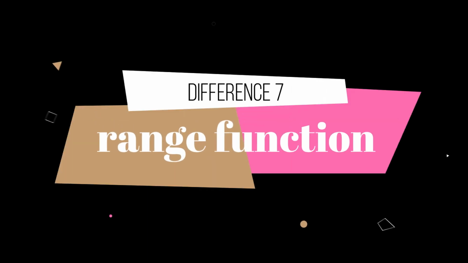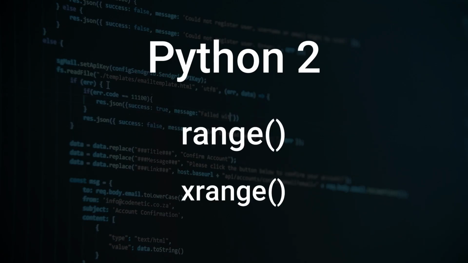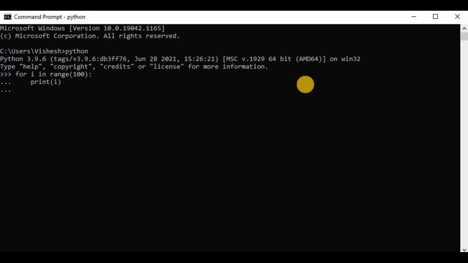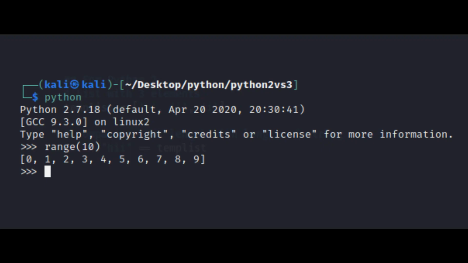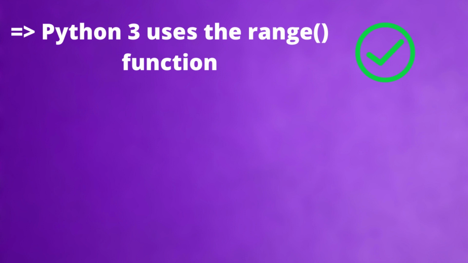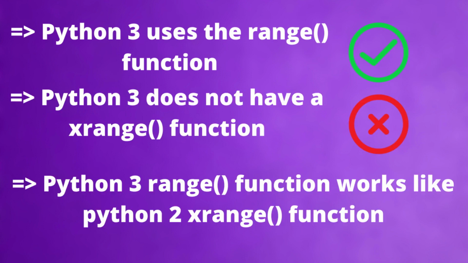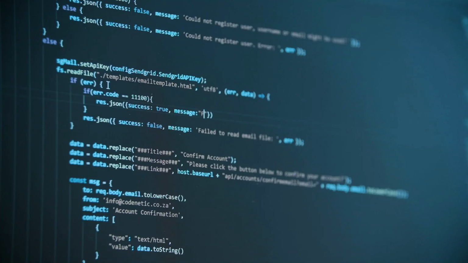Next, we have the range and xrange function. Python 2 had two functions named range and xrange, which were used to iterate through numbers. The range function would return a list of numbers while the xrange function returned an object. Python 3 uses the range function and does not have the xrange function, as the range function in Python 3 works like the xrange function in Python 2. And also, why have two functions to perform the same work when you can have just one?